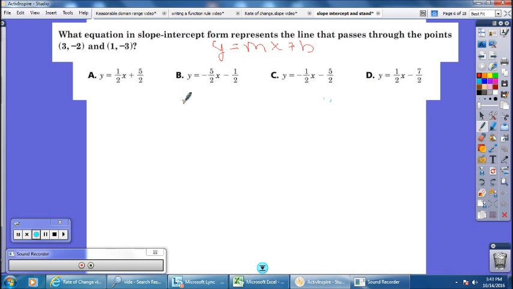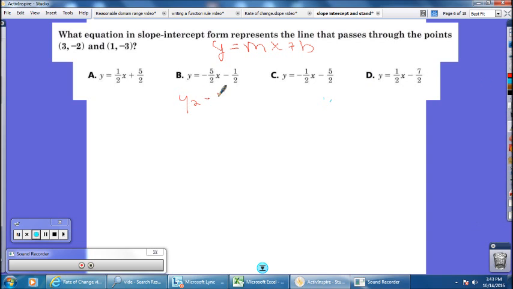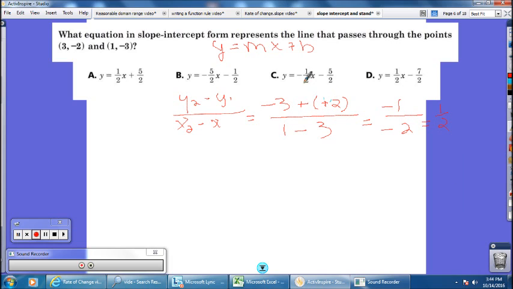All right, step 1. y2 minus y1 over x2 minus x1 is our slope. y2, negative 3 minus a negative 2 over 1 minus 3. This becomes a positive, so negative 3 plus 2 is negative 1. 1 minus 3 is negative 2. A negative divided by a negative is a positive, so my slope is 1/2. So it's not this one. It's not this one. It's either going to be D or A.